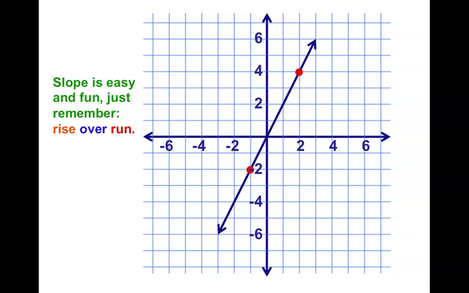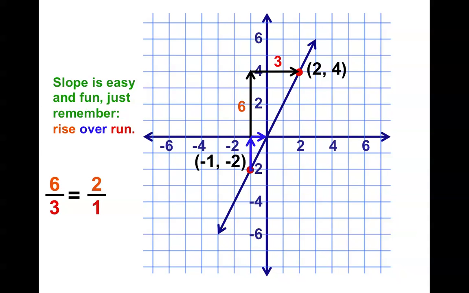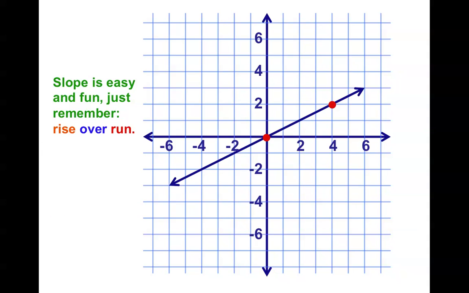Because you're going to have a problem like this one. Let's see. If we count up, I go up 6, and I go over 3. Slope is easy and fun. Just remember, rise over run. 6/3, which equals 2/1. Do you notice that when you take one big step of 6/3, that is the exact same thing as 3 little steps of 2 rise, 1 run, 2 rise, 1 run, 2 rise, 1 run. And so that's why we always say to make sure to simplify.